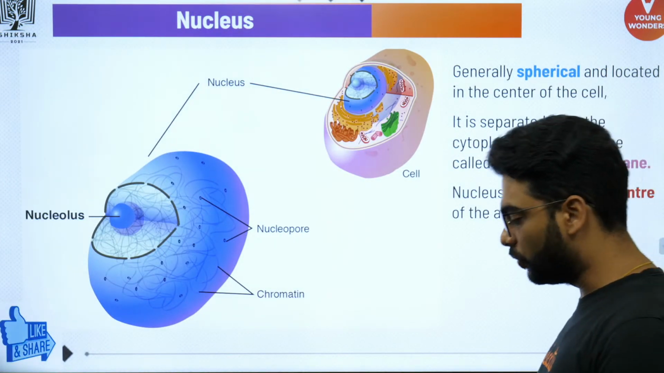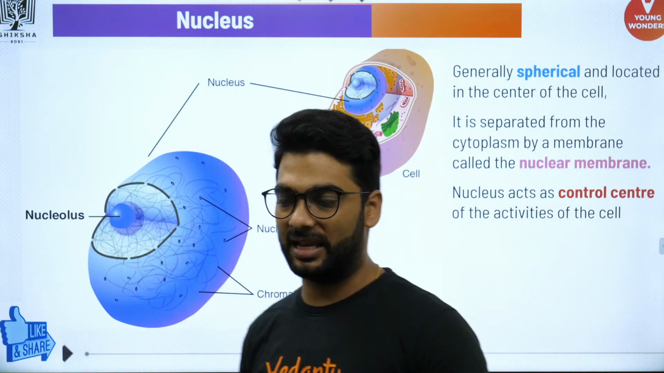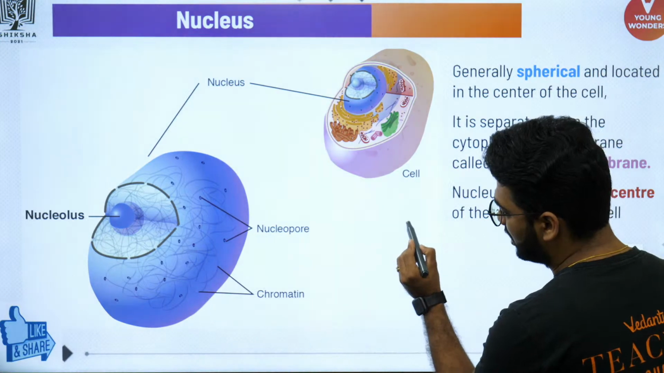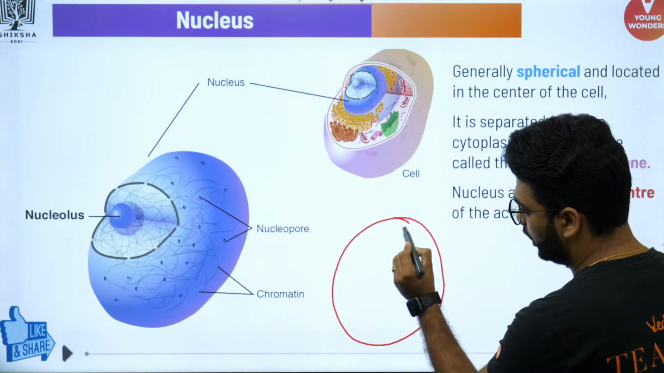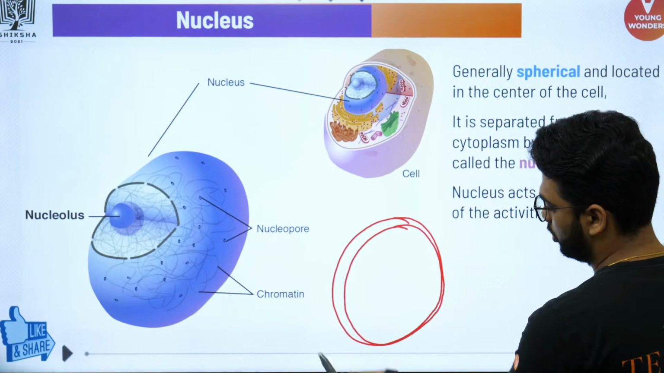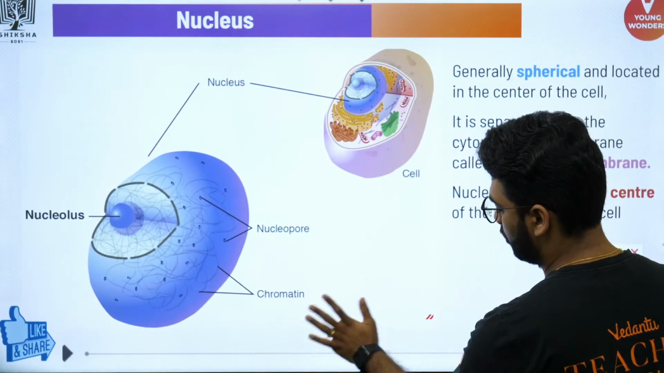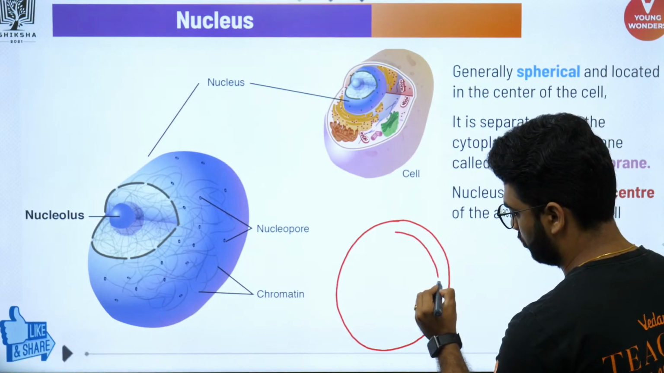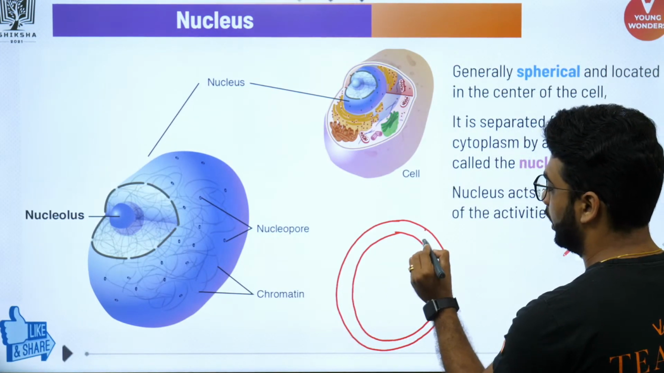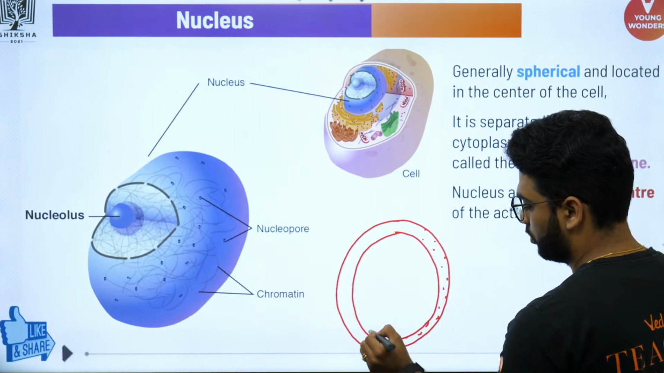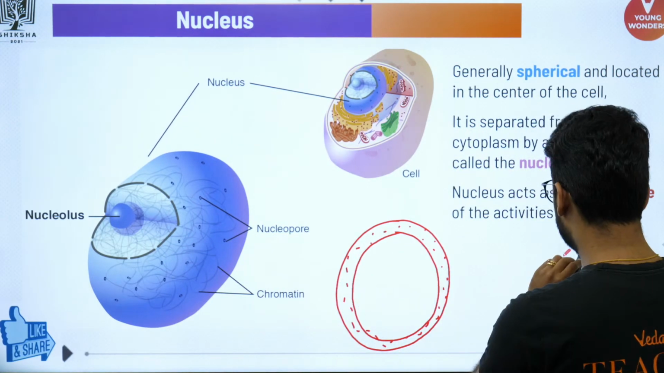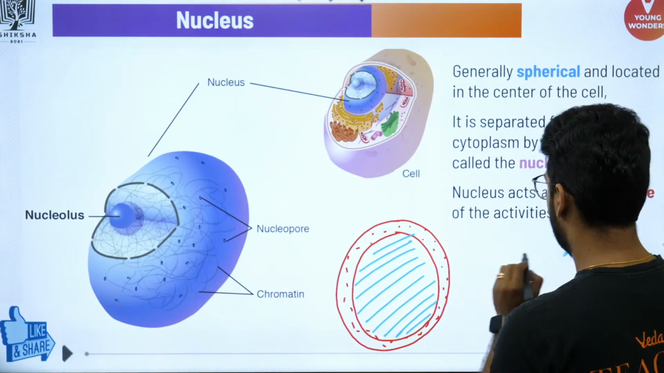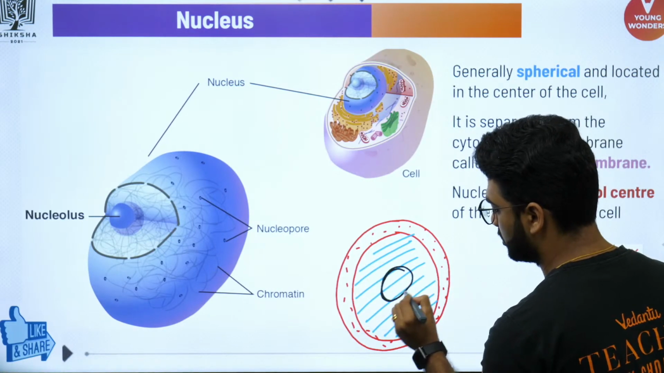Okay? And when I talk about the nucleus, it is the brain of the cell. It is called the brain of the cell. The structure of a nucleus is that the nucleus has a double membrane. It has got a double membrane. Okay? Right? It is porous. It has got a liquid in it. And it has got a central nucleolus.